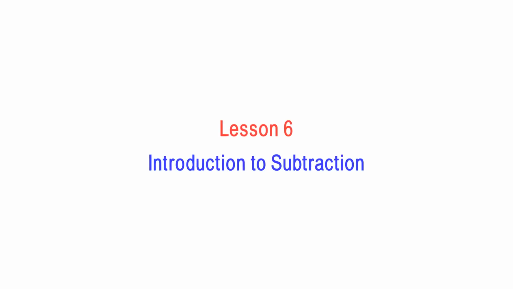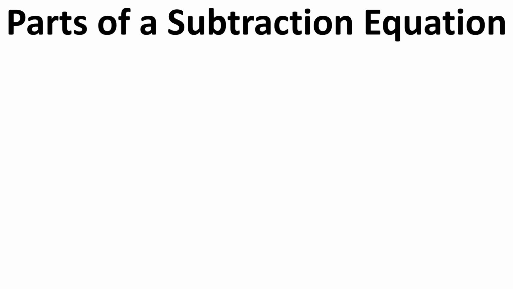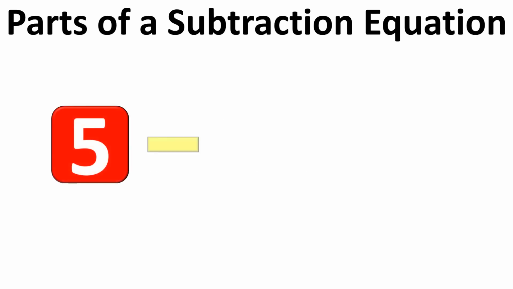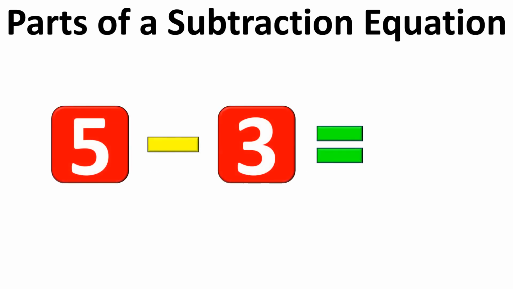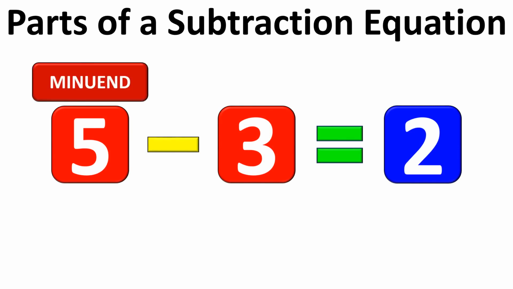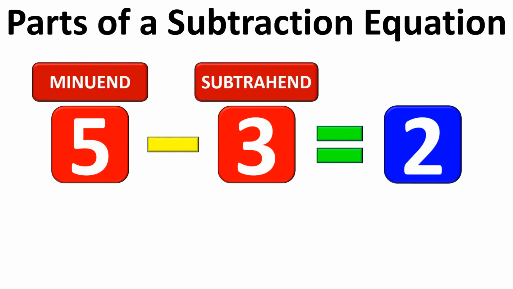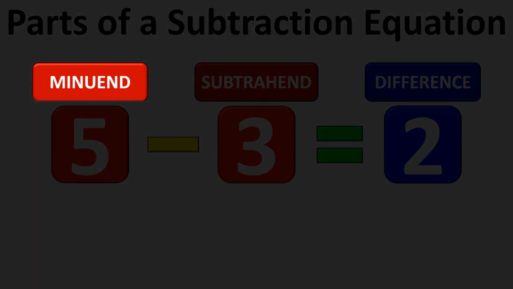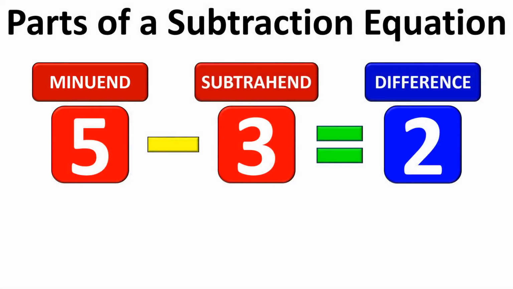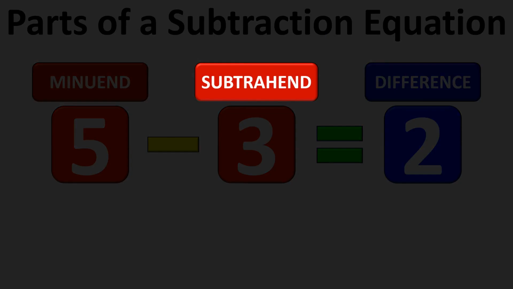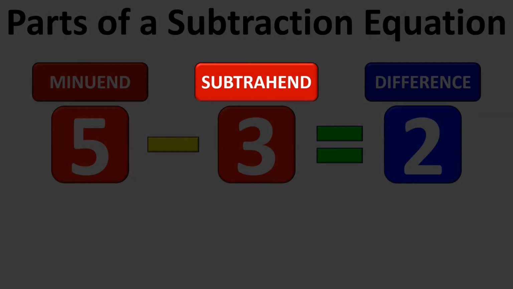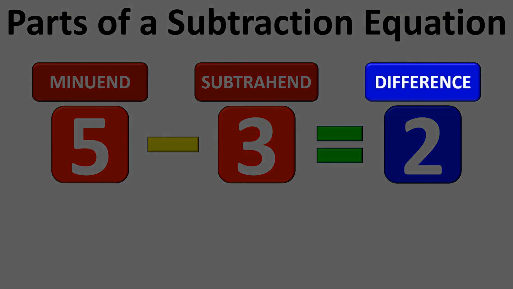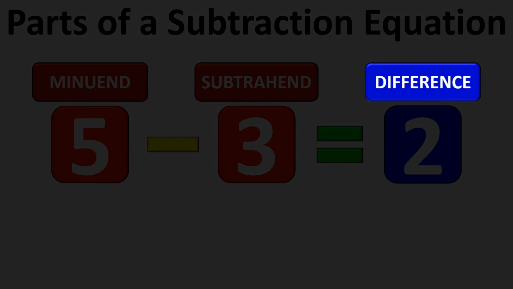Hello, in this video we will learn about the subtraction equation and its parts. A subtraction sentence consists of three numbers: minuend, subtrahend, and difference. The part you start with is called the minuend. The part being taken away is called the subtrahend. The part that is left after subtraction is called the difference.